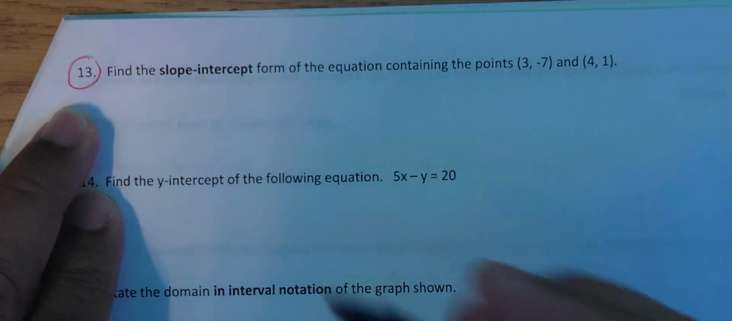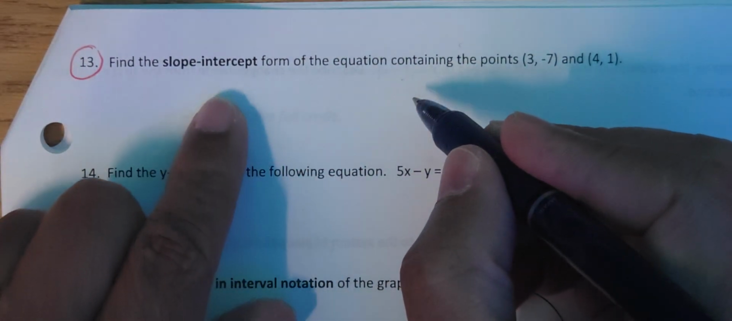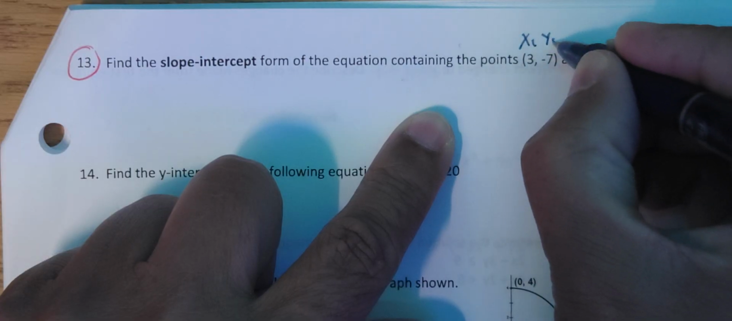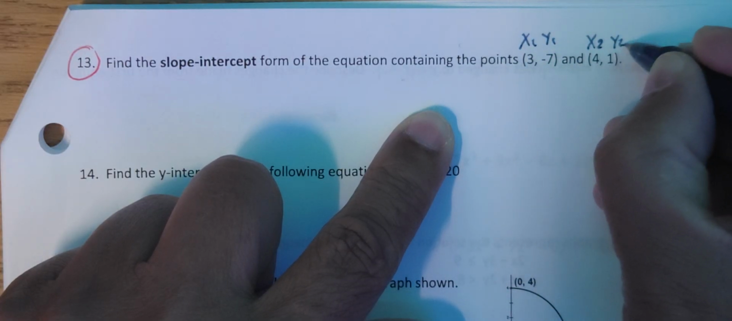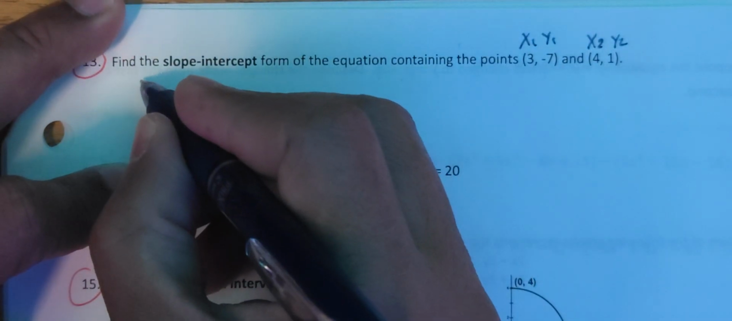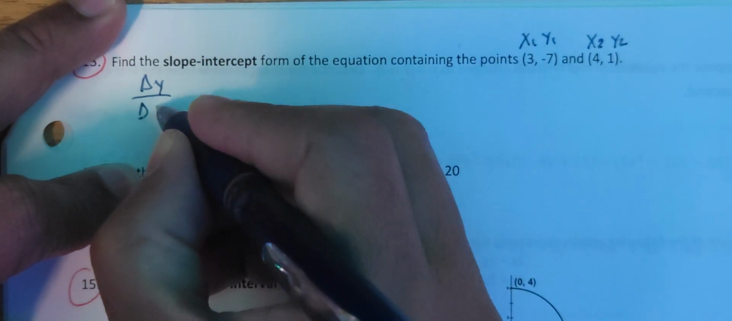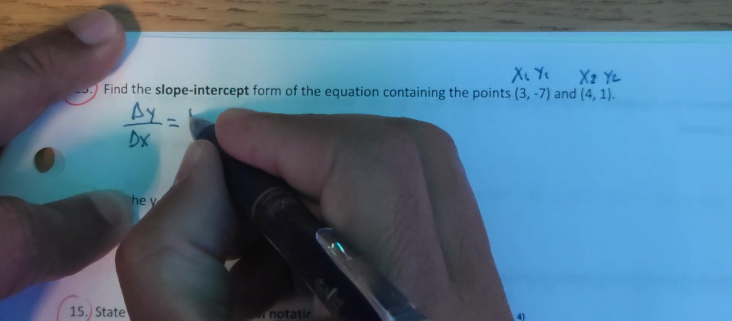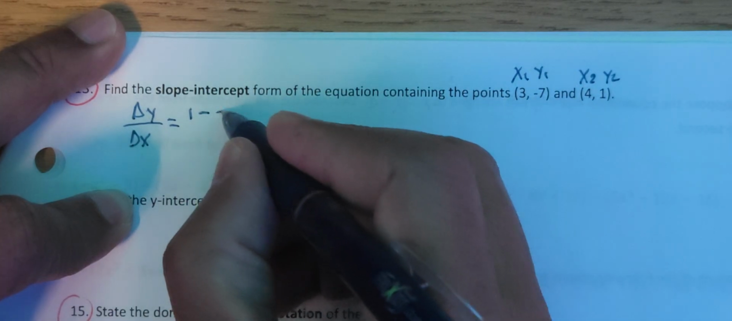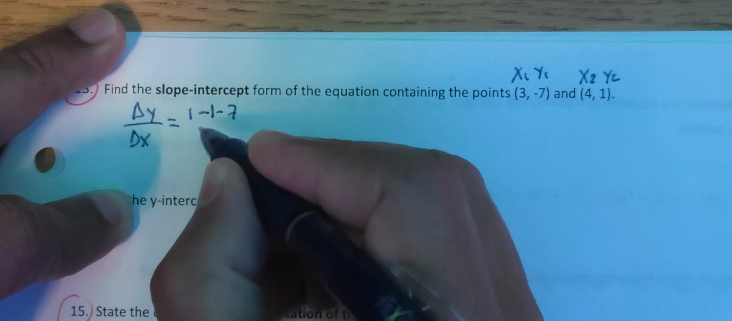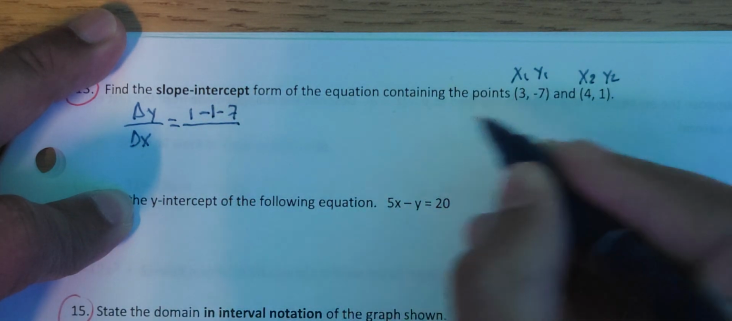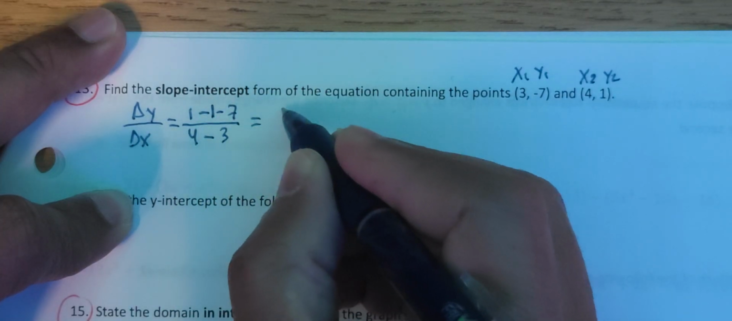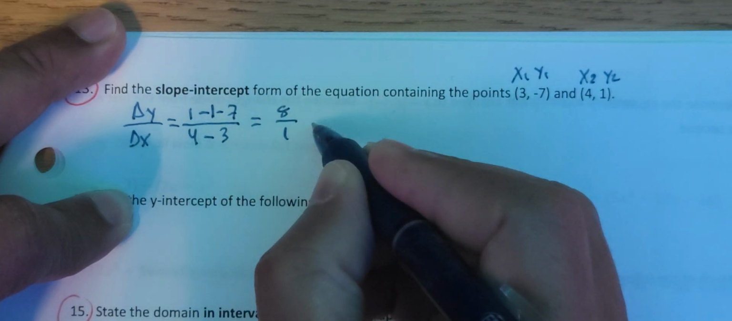This is review. We need to find the slope-intercept form of the equation containing the points 3, negative 7, and 4, 1. So this is x1, y1, x2, and y2. Finding the slope, which is delta y over delta x, or change in y over change in x. You take the y2 value, which is 1, subtract the y1 value, which is negative 7, and negative from negative becomes plus. And the x2 value is 4, minus x1, which is 3. So this is 1 plus 7, which is 8, and 4 minus 3 is 1.